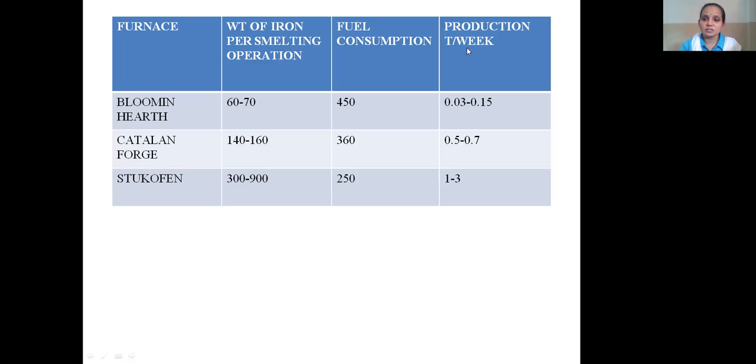Then production in tons per week. The production is 0.03 to 0.15 tons per week in Bloomery earth furnaces. In Catalan Forge, it is 0.5 to 0.7 tons per week. In the Stokofen furnace, the production rate has increased to around 1 to 3 tons per week. So as the technology has advanced, the production rate has increased and the production cost has decreased.